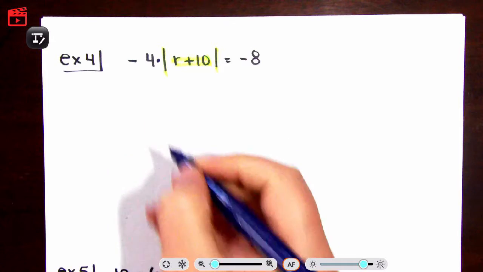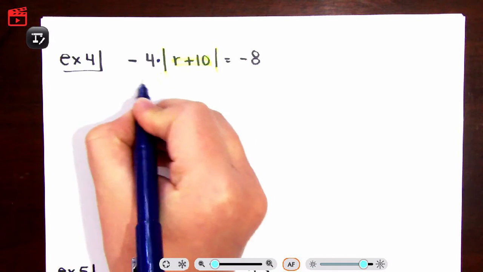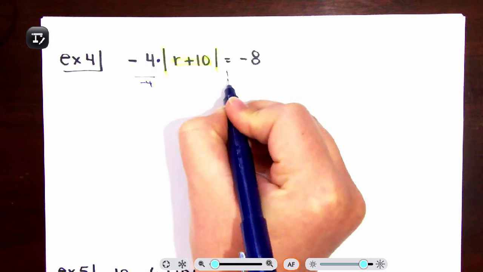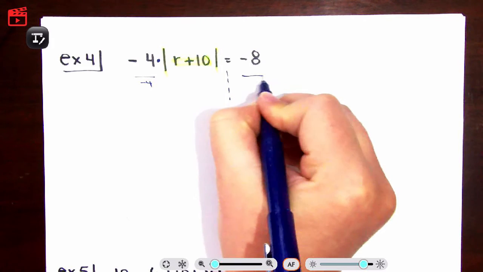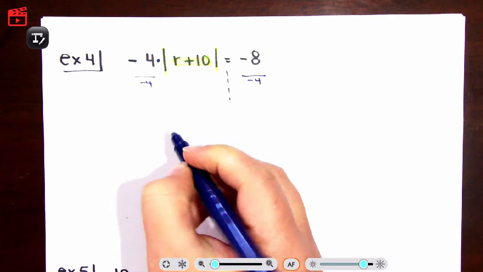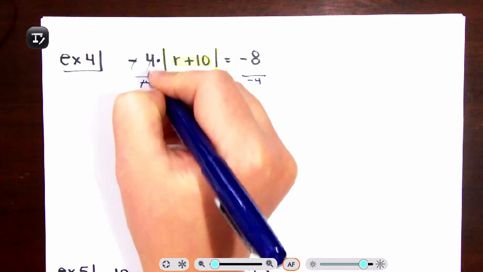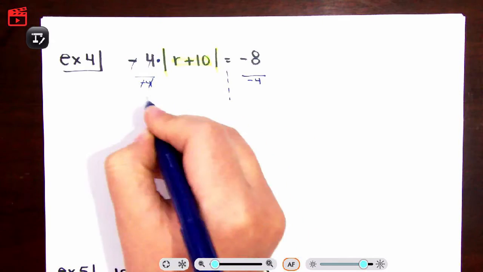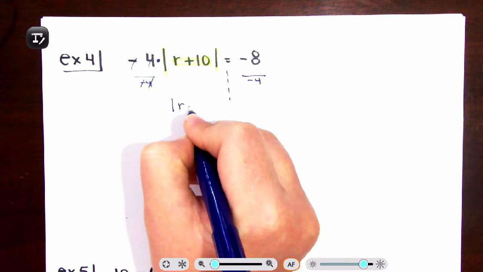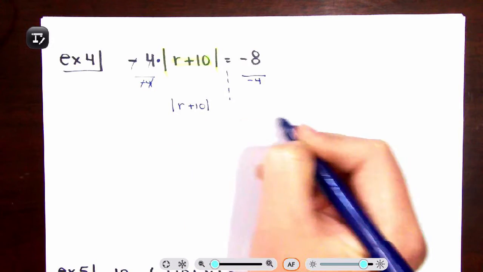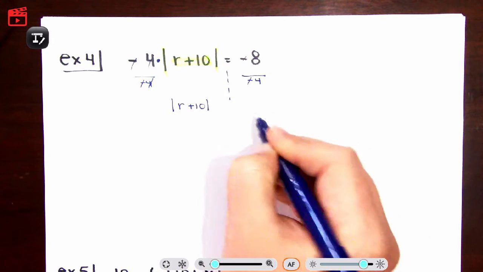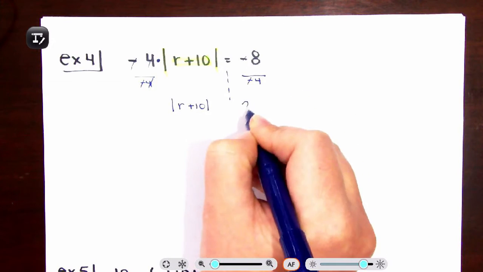So that being said, we need to get rid of this negative 4 by dividing both sides. Not adding, but dividing, because we have a multiplication of negative 4. My negatives go away, my 4s go away, they get divided out. So I am left with the absolute value of r plus 10 on my left-hand side, and on my right-hand side, my negatives go away. 8 divided by 4 is 2.